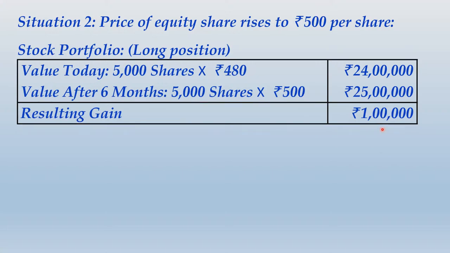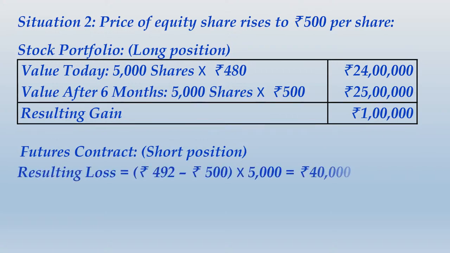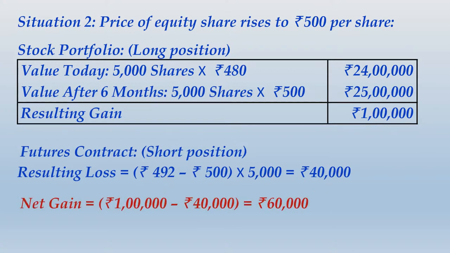You will be incurring a loss in your futures contract, but not equal to 1 lakh. The loss amount will be less than this. Let me show you the loss over here. In the futures contract, you have entered into a short position with a contract price of 492. On the settlement, the price of the share is rupees 500. So your loss will be the difference between 492 and 500, that is a loss of rupees 8 per share multiplied by 5000 shares. Your resulting loss will be 40,000. So your overall net gain still comes to rupees 60,000.